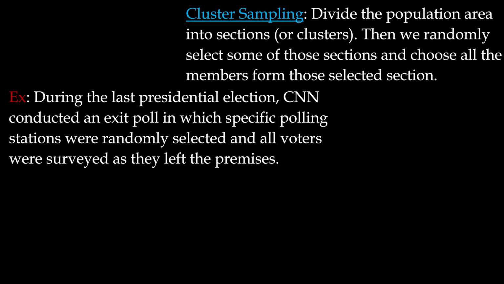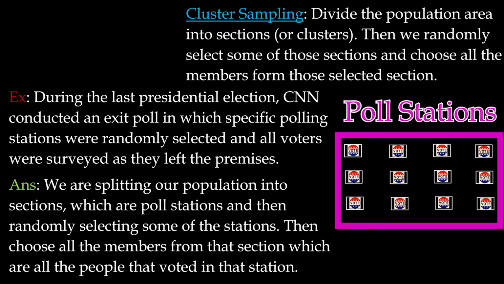In this example, we are splitting our population into sections which happen to be poll stations. Then we're randomly selecting some of the stations for our study, and we're choosing every single person that goes in and out of it for our sample.